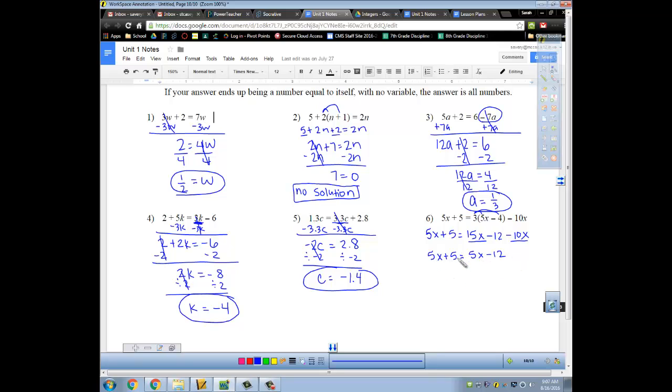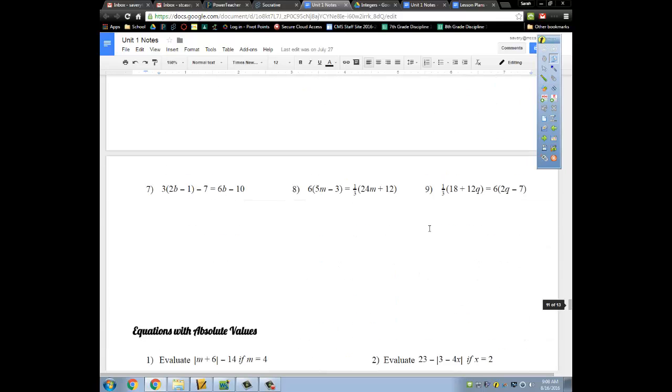Okay, so I can choose any variable I want, so I'm going to subtract 5x from both sides, which some of you might already notice what's going to happen. We get 5 equals -12. Now 5 does not equal -12, so we have another no solution. Okay, going to the next page, we have 3 more examples.